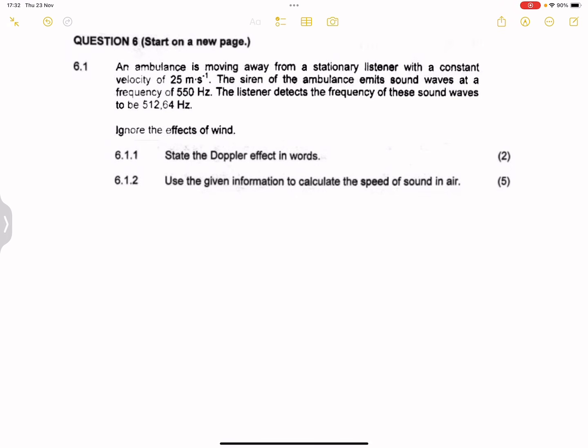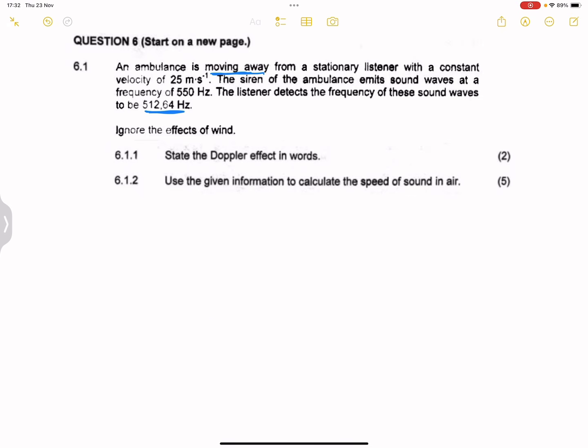Right, so we begin with question 6. They give us an ambulance that is moving away, so we need to note that down. From a stationary listener with a constant velocity of 25 meters per second, the siren of the ambulance emits sound waves at a frequency of 550 hertz. The listener detects the frequency of these sound waves to be 512. So definitely you can see that the detected frequency is less than the emitted frequency, right?